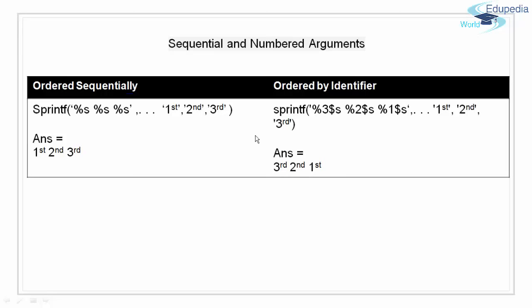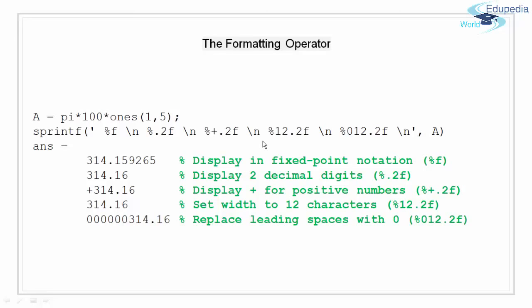On the left, we have the normal use with sequential ordering where we don't use any identifier, just a formatting operator followed by the value arguments in sequence, like %s, %s, %s, followed by the first value, second value, and third value. Here on the right, I have shown the use of an identifier where the number 3 and a dollar sign are inserted in the formatting operator. So we have %3$s, %2$s, and %1$s. That says to take the third argument first, then the second argument, then the first argument. This is how we use identifiers to create our own sequential and numbered arguments.